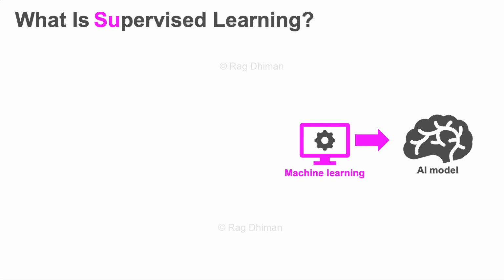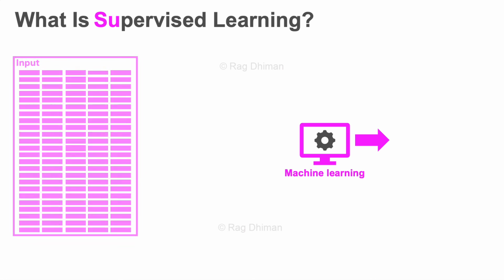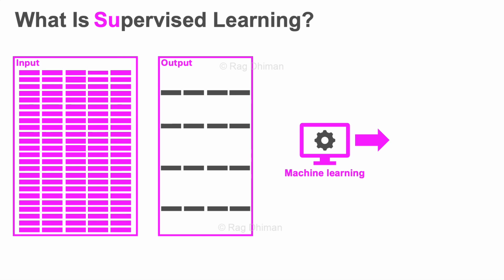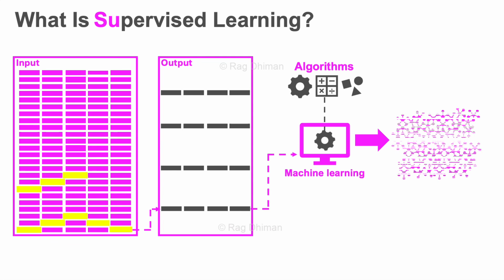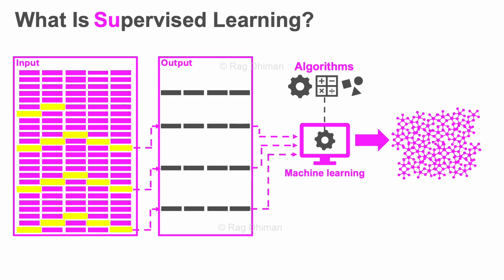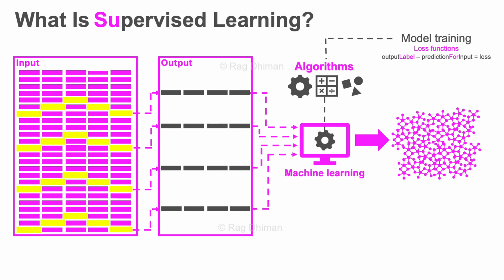The first of these techniques is known as supervised learning, and it's also used to create an AI model that can make predictions. Its strength lies in its use of labeled data. Data is labeled as input and as output. Supervised learning algorithms carry out a process known as model training to generate an AI model. This involves identifying data patterns that lead from input data to output data, and then using loss functions to calculate the difference between the predicted output and the actual output in the training dataset.